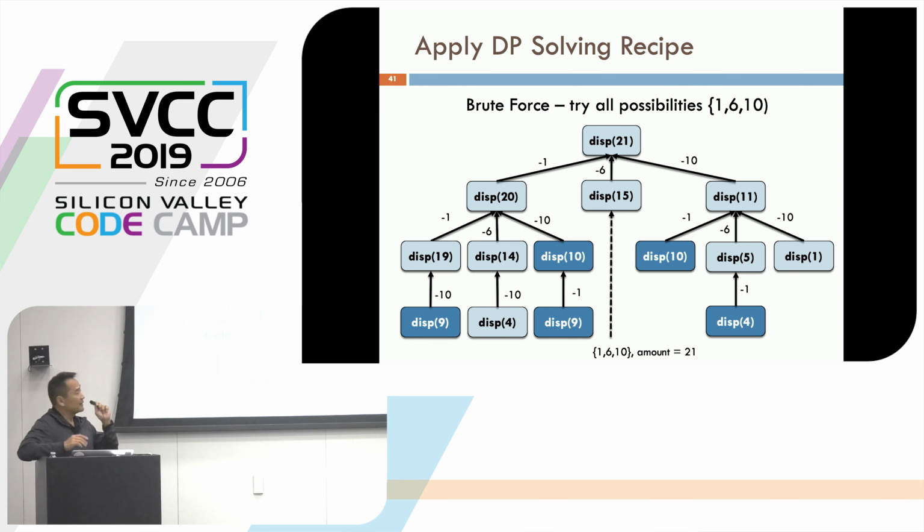So you take DISP 21, you draw it out. In this case, you have 3 coins, so you get DISP 20, 15, and 11. And you keep doing that, and you start to see this tree, and you start to see overlapping subproblems. It might not be obvious at first for this problem, but you see it.